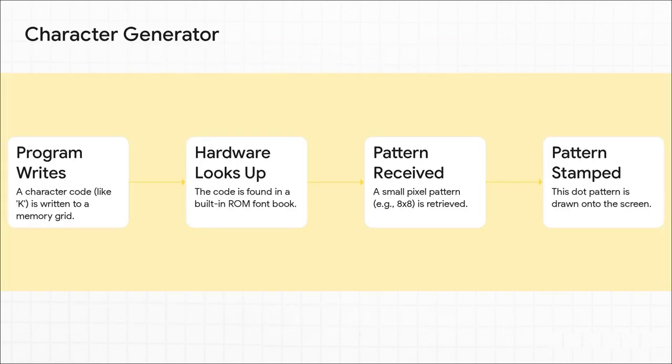This whole system was just genius. The main computer just had to worry about a simple grid of codes. Then, a special font book built right into the graphics hardware would look up each code, find the little pixel pattern for it, and basically stamp it onto the screen. All of this happened without ever touching the computer's main memory.